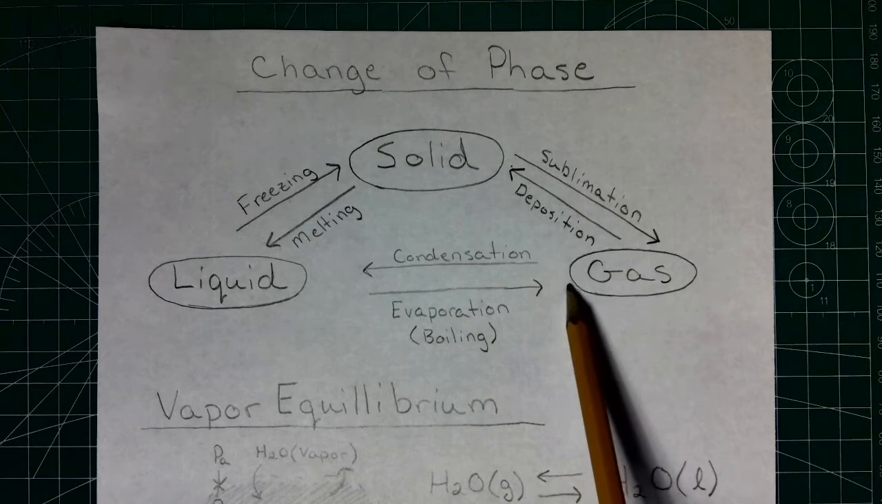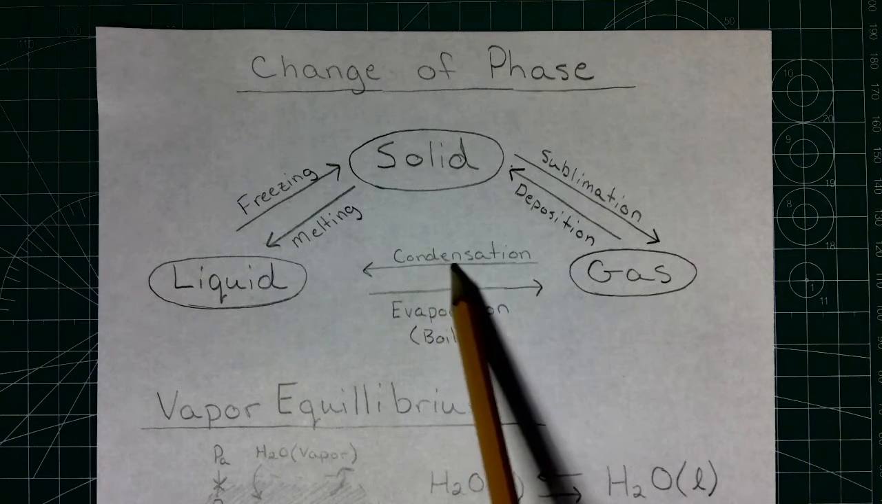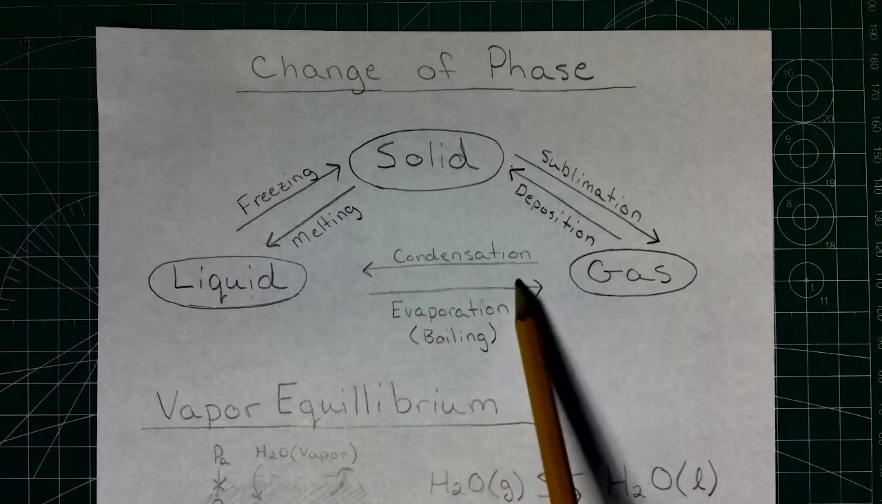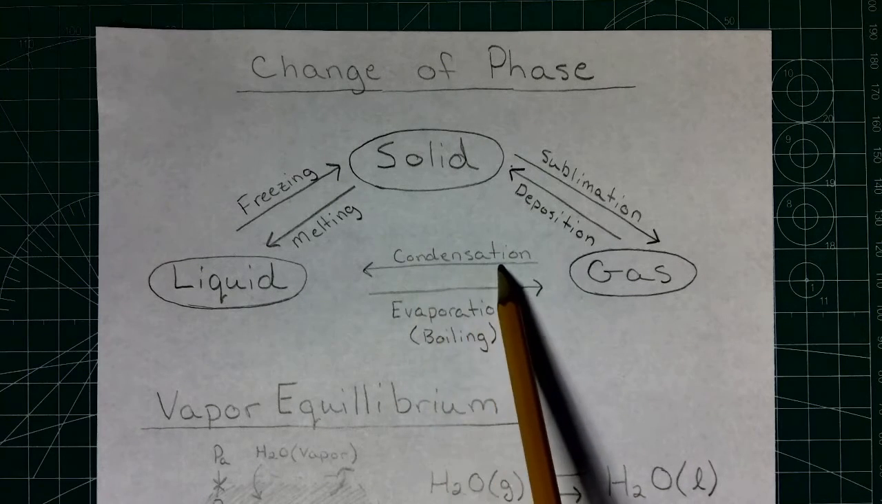Moving from a gas to a liquid, we call that condensation. You might get that on the outside of a cold glass. On a hot summer day, you'll see water condensing on the outside of the glass.